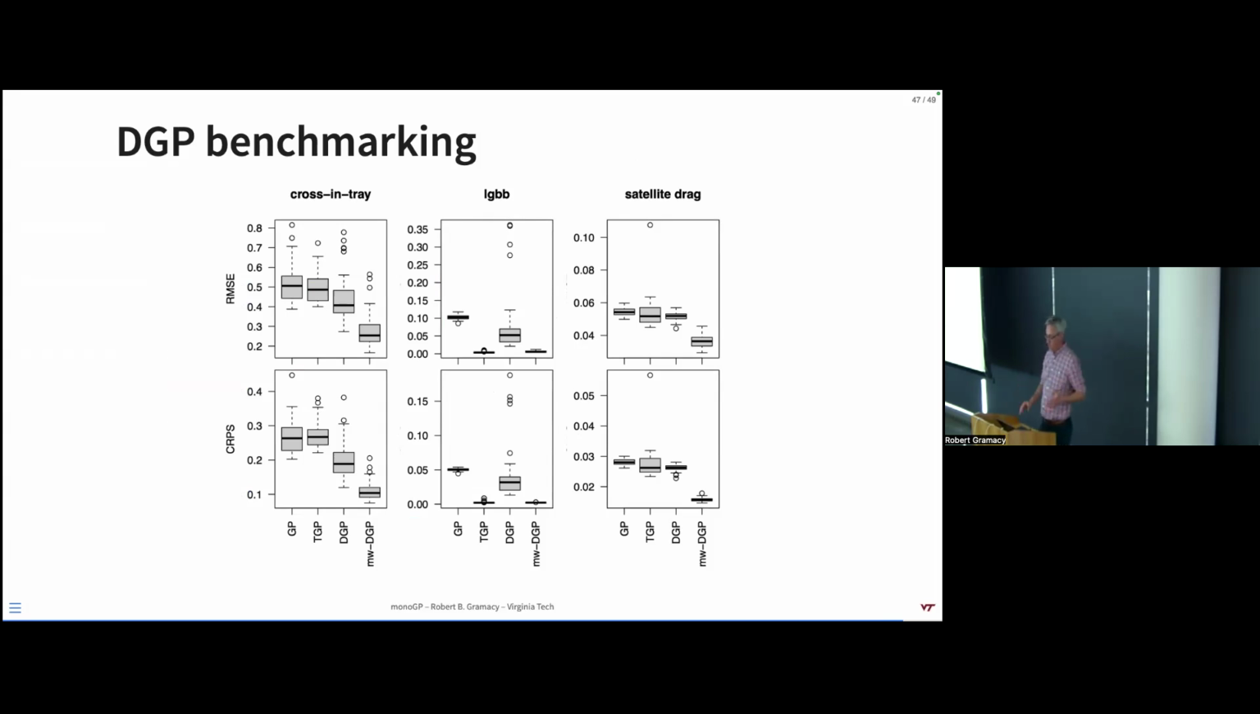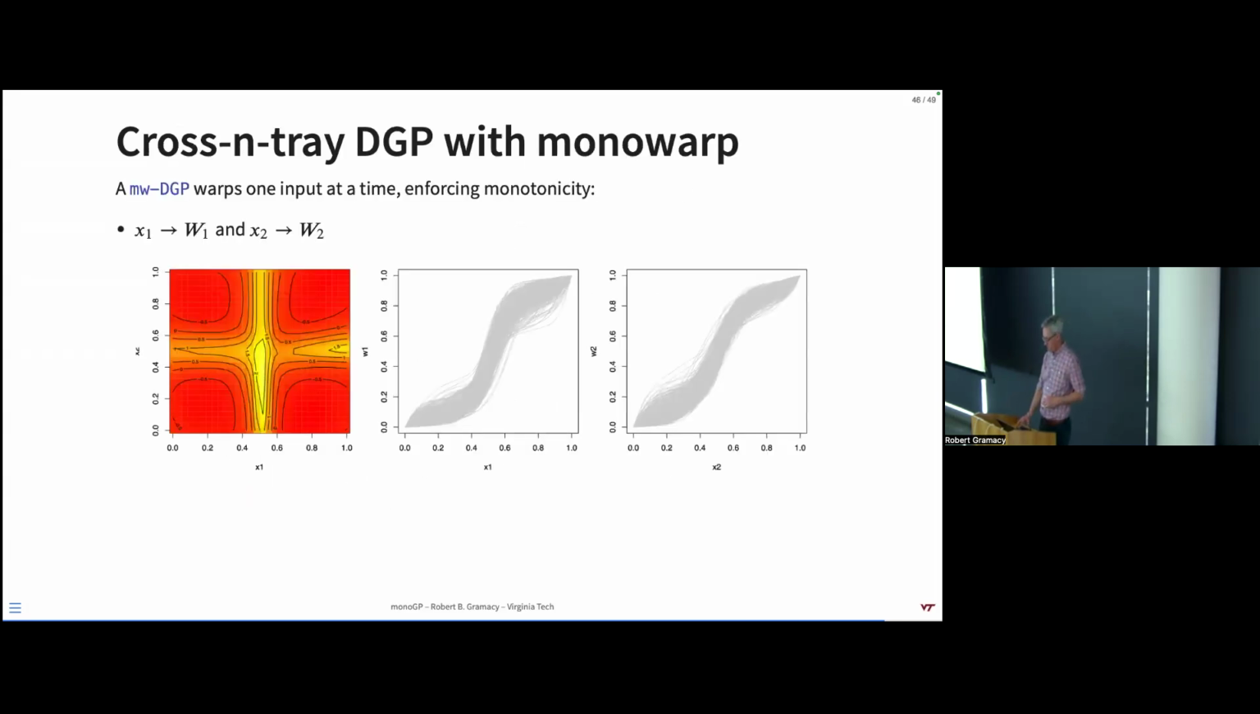We did a bunch of benchmarking. One of them was on this cross and tray function where the monotone version of the deep Gaussian process is the winner. Let me clarify, the deep Gaussian process is not itself monotone. Look, this function goes up and comes back down. It's the warping that's monotone.